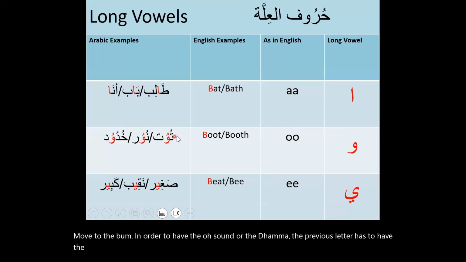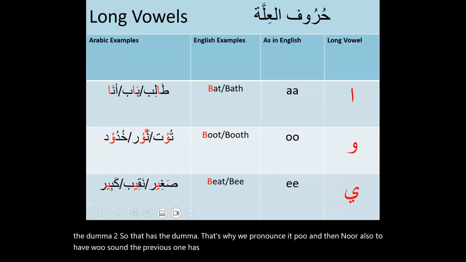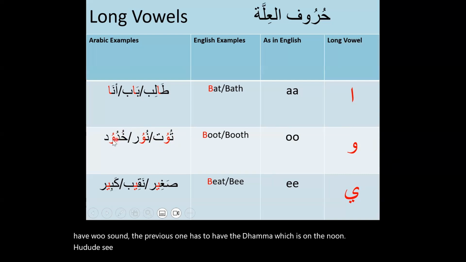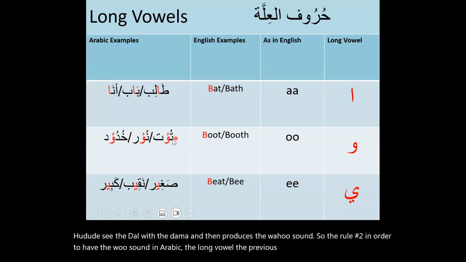Toot. So ta has the dhamma. That's why we pronounce it toot. And then nur, also to have the woo sound, the previous one has to have the dhamma, which is on the noon. Hudud, see the dal with the dhamma, and then produces the wa'u sound. So the rule number two, in order to have the u sound in Arabic, the long vowel, the previous letter has to have the dhamma.